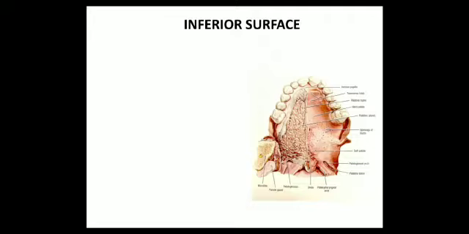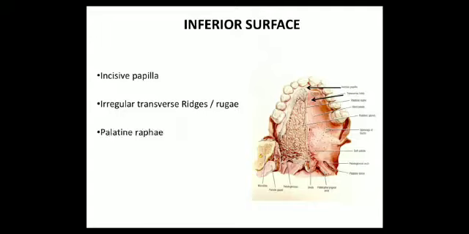So, in the inferior surface, we can see the incisive papilla, the irregular transverse ridges or the rugae which look like folds, the palatine raphe, a thin sheet, and the minor salivary glands of mucus type.